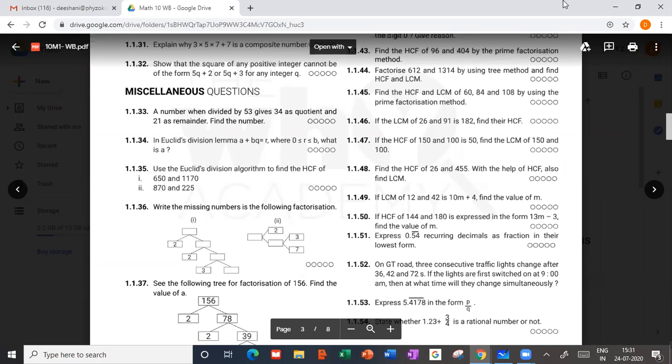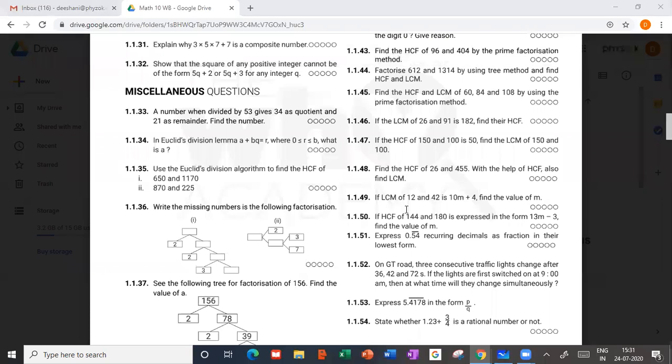Ma'am, I didn't get the 46th question. What's the need of LCM? We have both the numbers, so we can just do it using prime factorization. Okay, so these questions are usually asked because they want to test whether you know the property that the product of two numbers is equal to the product of their LCM and HCF.